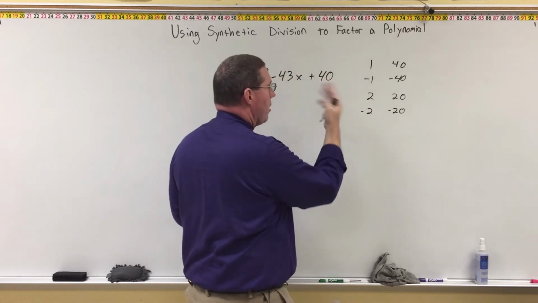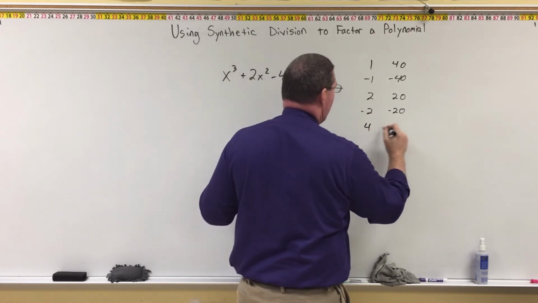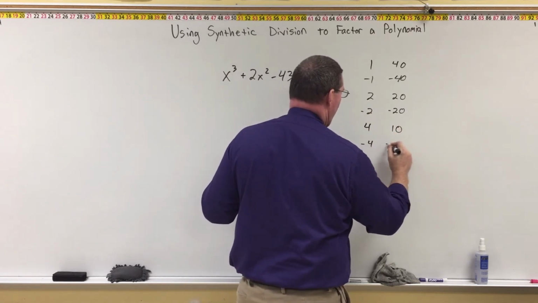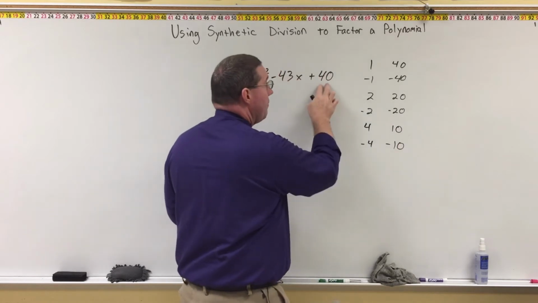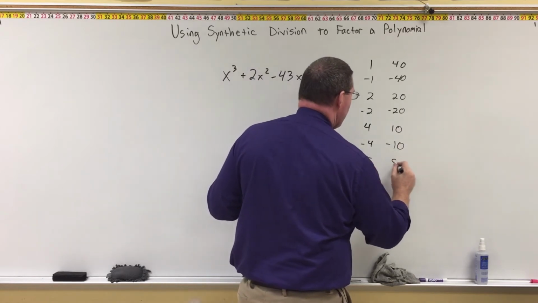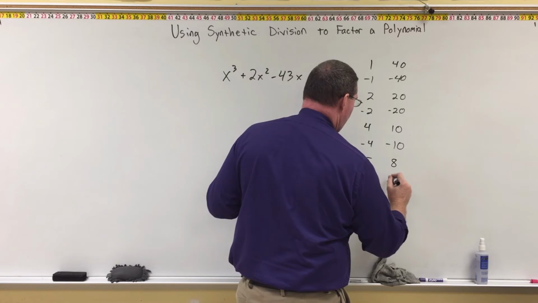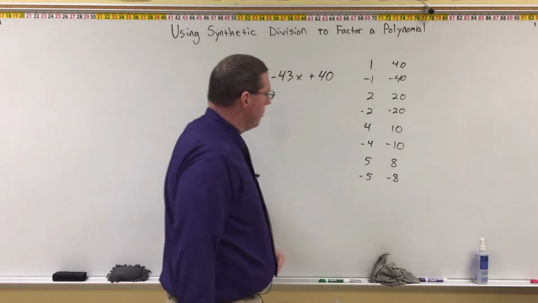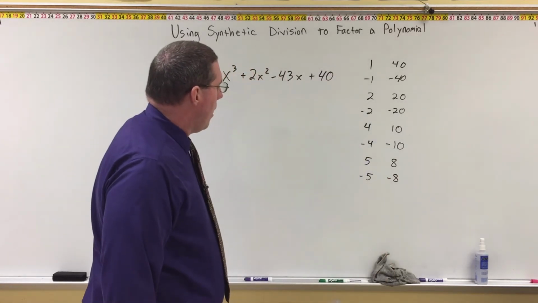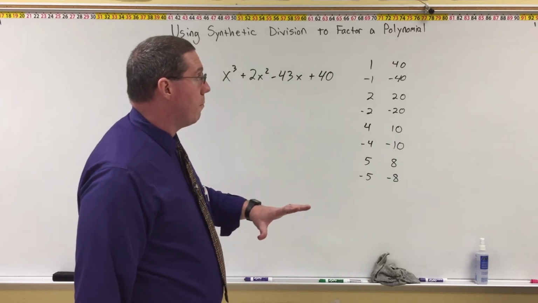Does 3 go into 40? Nope. How about 4? Yep. How about 4 and 10, or negative 4 and negative 10? 5 goes into 40. How about 5 and 8, or negative 5 and negative 8? Okay, I think that's it in terms of whole number factors.